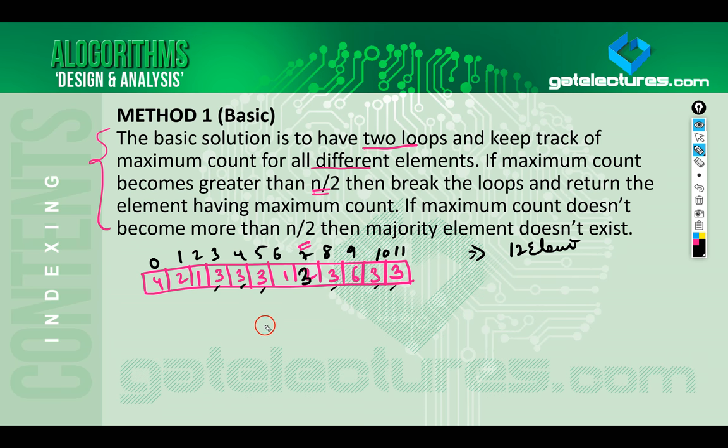So it is more than 2 times. So therefore 3 is a majority element. Now, how is this entire approach implemented? For this, we are going to take a loop with I and J.